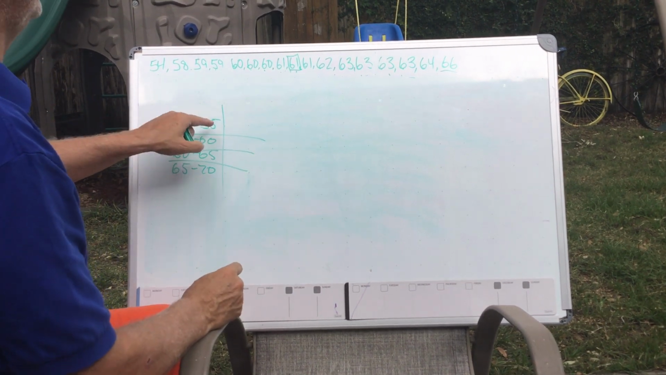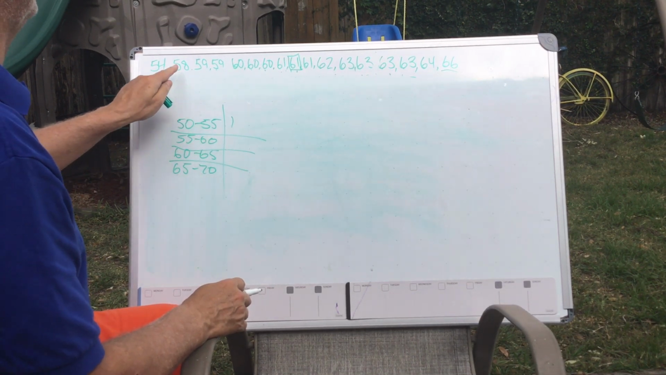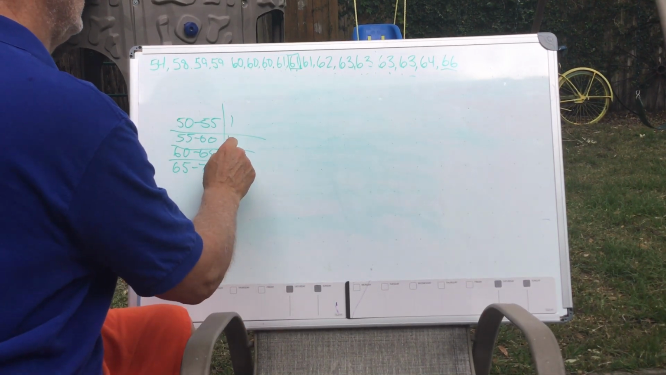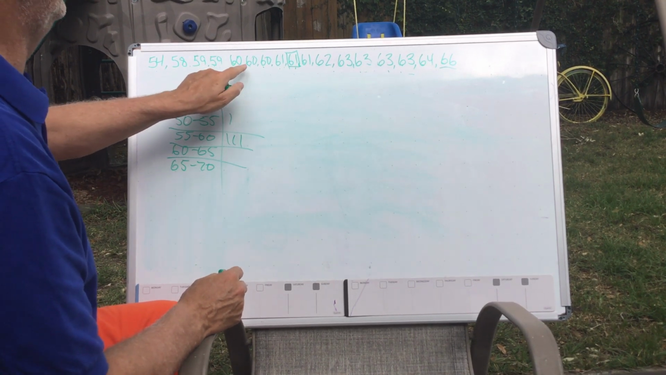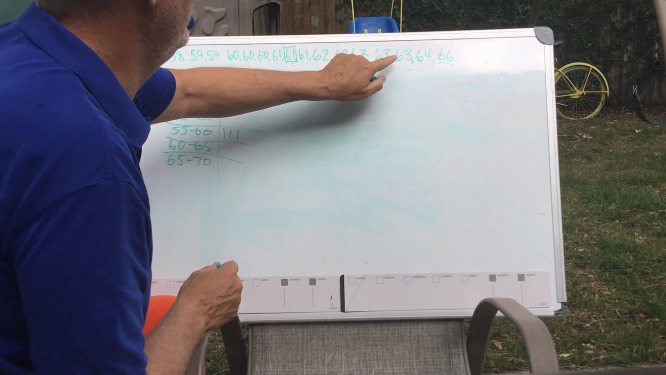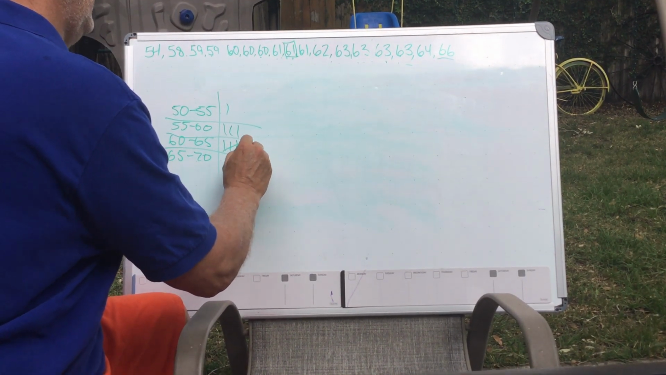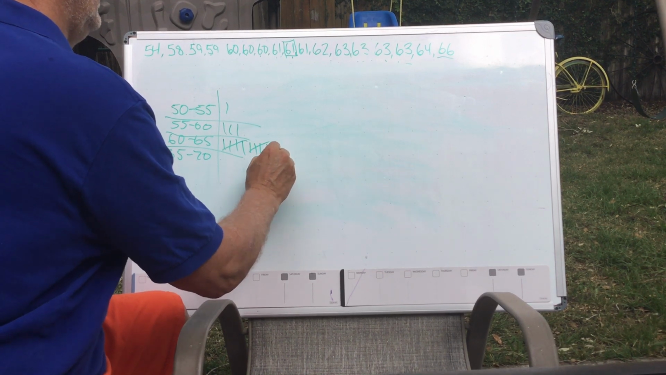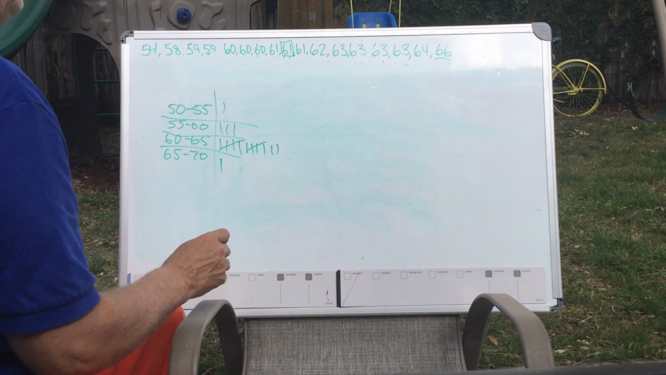So between 50 and 55, we've got 1. Between 55 and 60, we've got 1, 2, 3. Between 60 and 65, we've got 1, 2, 3, 4, 5, 6, 7, 8, 9, 10, 11, 12. Wow. And then between 65 and 70, we've got 1.